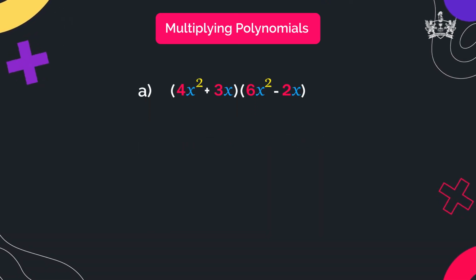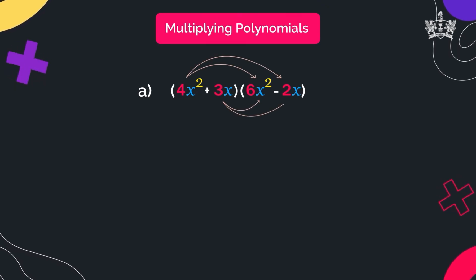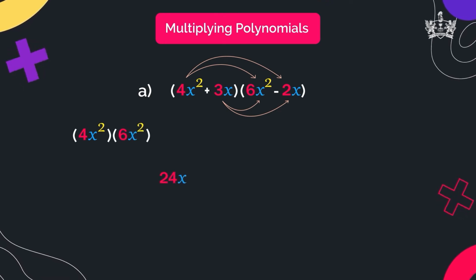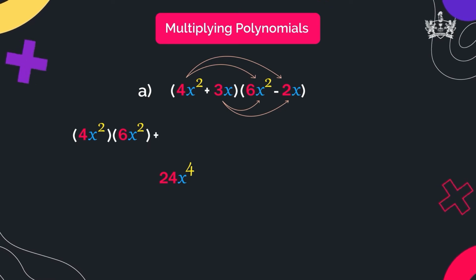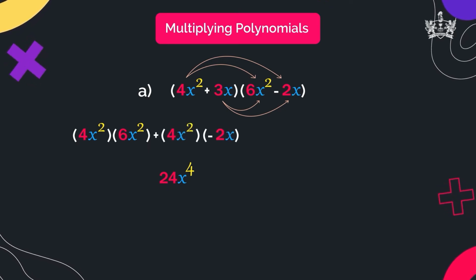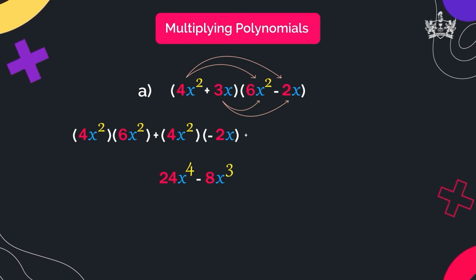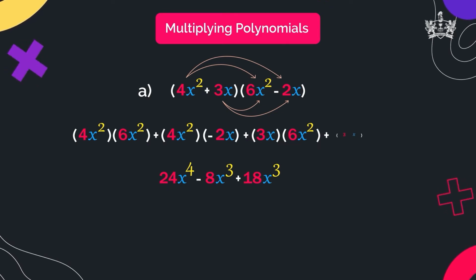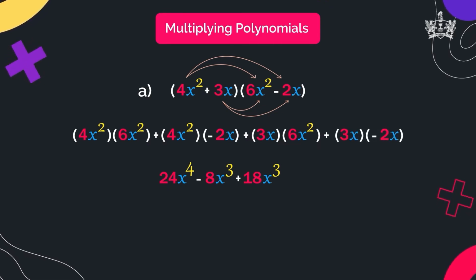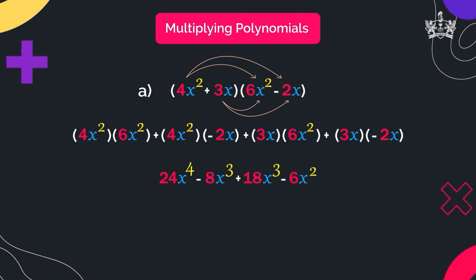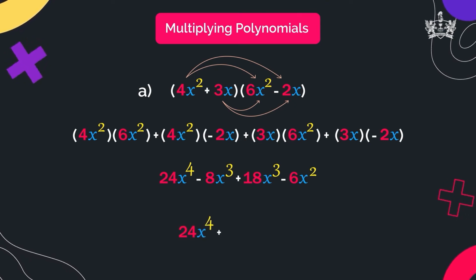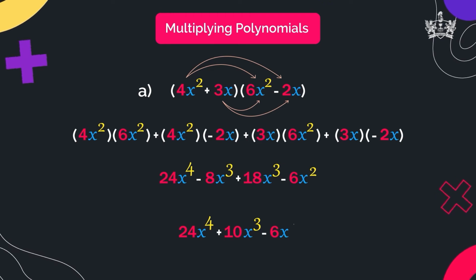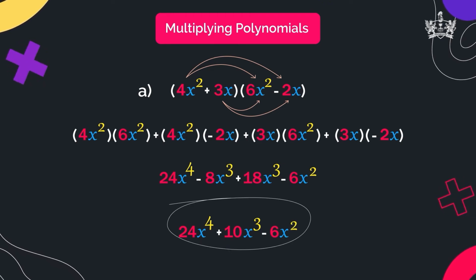For the first one, we start by distributing everything on the left with everything on the right. We get 4x squared times 6x squared, which is 24x to the fourth power, plus 4x squared times negative 2x, which is negative 8x cubed, plus 3x times 6x squared, which is 18x cubed, plus 3x times negative 2x, which is negative 6x squared. We then combine like terms and we get 24x to the fourth power plus 10x cubed minus 6x squared. Getting it so far?